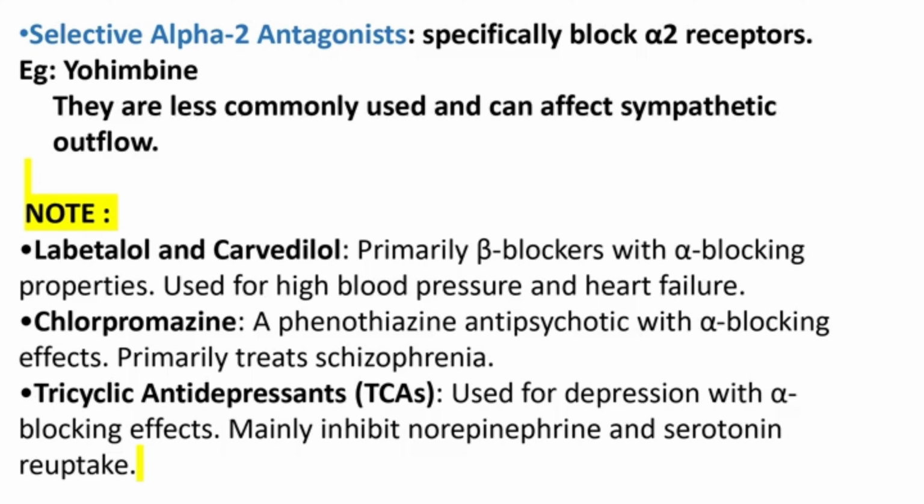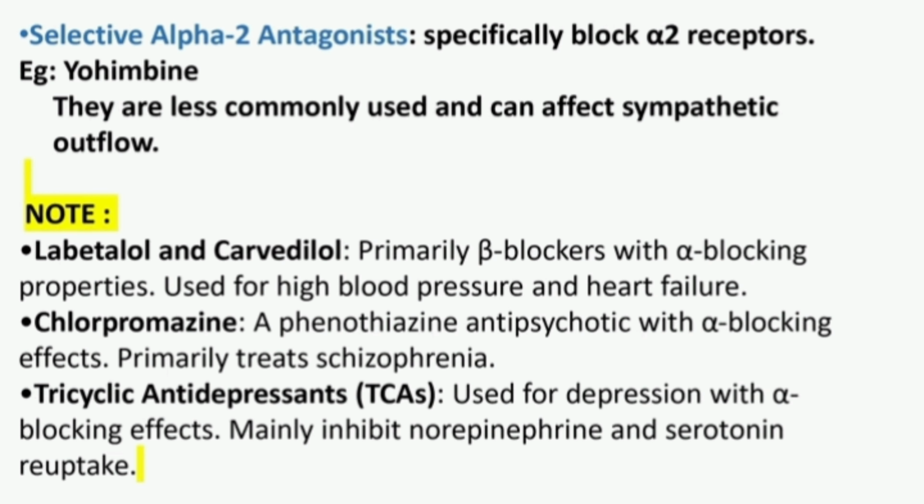Some important points I also highlighted here. Labetalol and carvedilol, we know, mainly come under beta blockers. Primarily they are beta blockers, and they also have alpha blocking properties. They are used mainly for high blood pressure and heart failure. The next point is chlorpromazine. Chlorpromazine is a phenothiazine antipsychotic and it also has alpha blocking effects. Primarily it is used to treat schizophrenia.